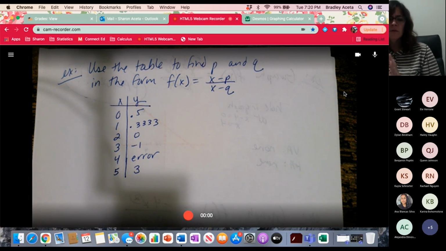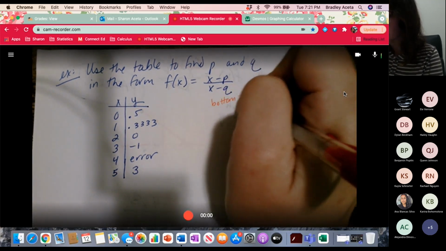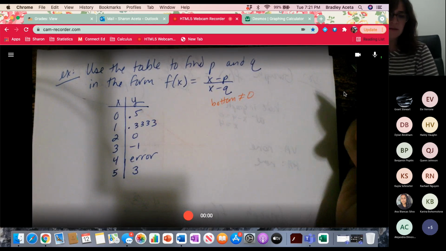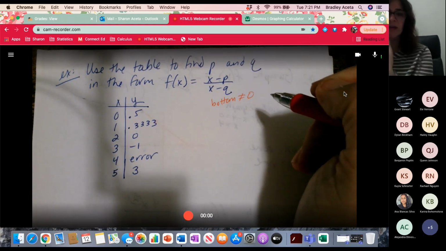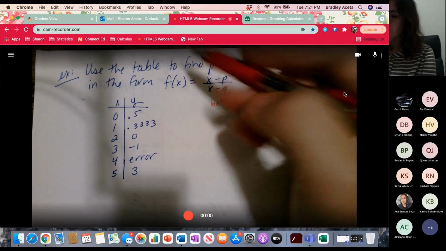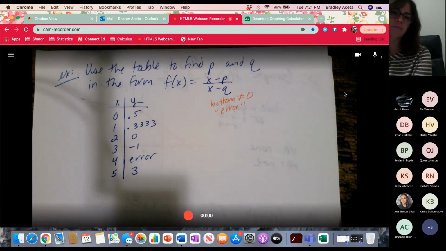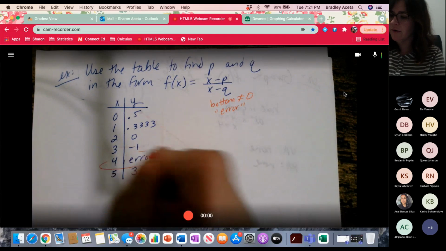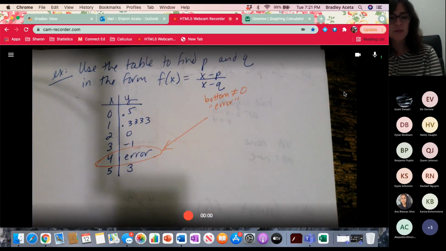So here's what we know. We are not allowed 0 in the denominator. Your bottom cannot equal 0. If it does, then you would have a problem. You would have an asymptote. Your calculator or your table of values would say error. Hint, hint, hint. It would say error at that point. I have an error in my graph in the table they gave me.